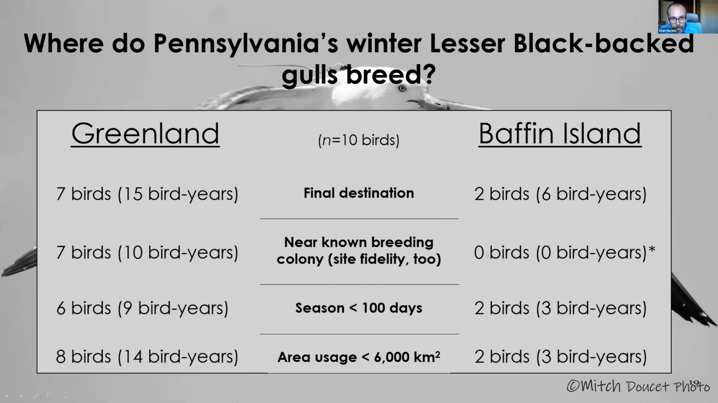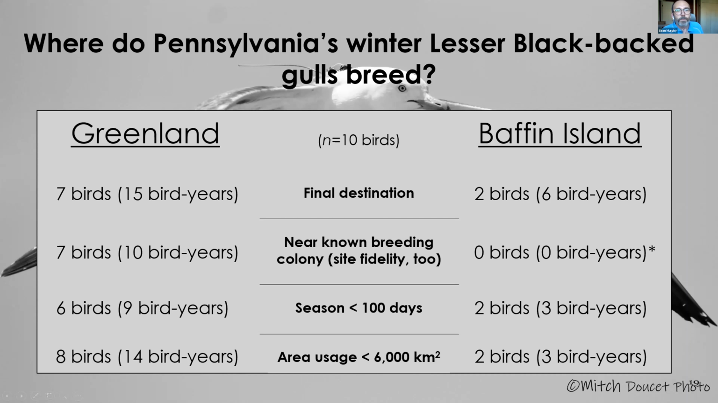7 of those birds in Greenland overlapped with known colonies. No birds overlapped in Baffin, but of course that's to be expected because there are no known breeding locations. But they did both exhibit site fidelity, both birds in Greenland and birds in Baffin. So that's another check that they would be there. In Greenland, we had 6 birds spending at least one of their years more than 100 days at that northern summer latitude, and we had 2 birds do that in Baffin.